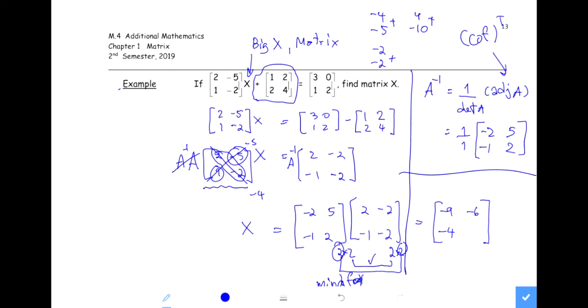And then last one, right? This is second row and second column. Let's see. Second row, second column. So negative 1 times negative 2, that is positive 2. 2 times negative 2 is negative 4. You add them, it's negative 2. It's negative 2, right? So, this is your x now, right? You have this matrix x now.